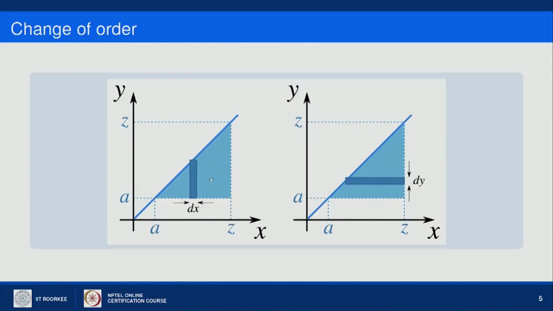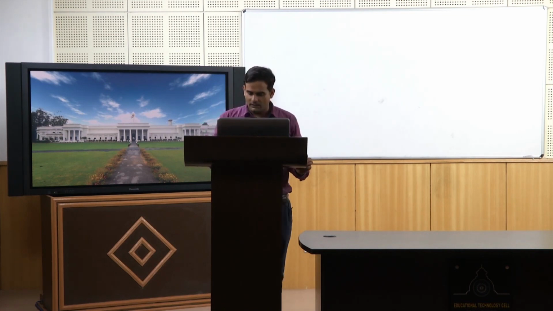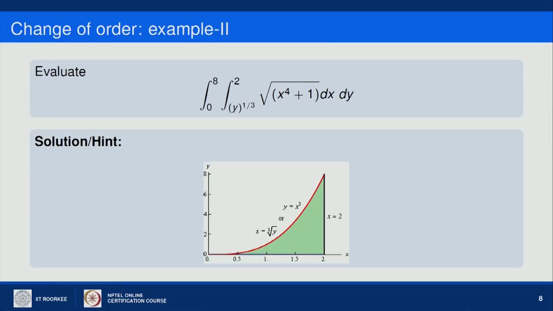The idea behind the change of order is just to change the direction of the strip covering the region of integration. For example, if you have a vertical strip, make it horizontal, and if you have a horizontal strip, make it vertical. So basically if it is dx dy, make it dy dx and vice versa. Let us take one more example of the same type where we need change of the order.